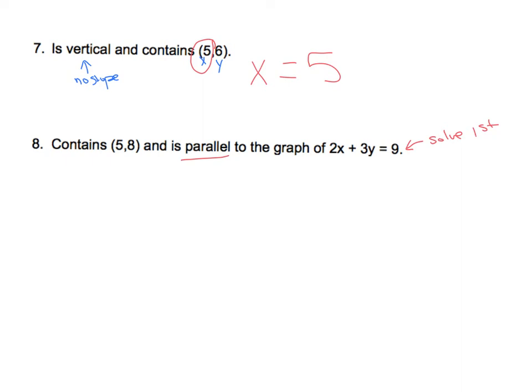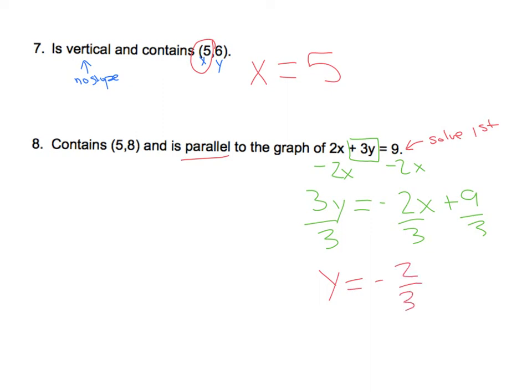Number 8 contains (5, 8), and is parallel to the graph of 2x plus 3y equals 9. Notice the first thing we need to do is solve this to figure out what the slope is supposed to be. So I'm going to box the positive 3y. We're going to subtract 2x from both sides. 3y equals -2x plus 9. Divide everything by 3, and the equation that we get is y equals -2/3 x plus 3.